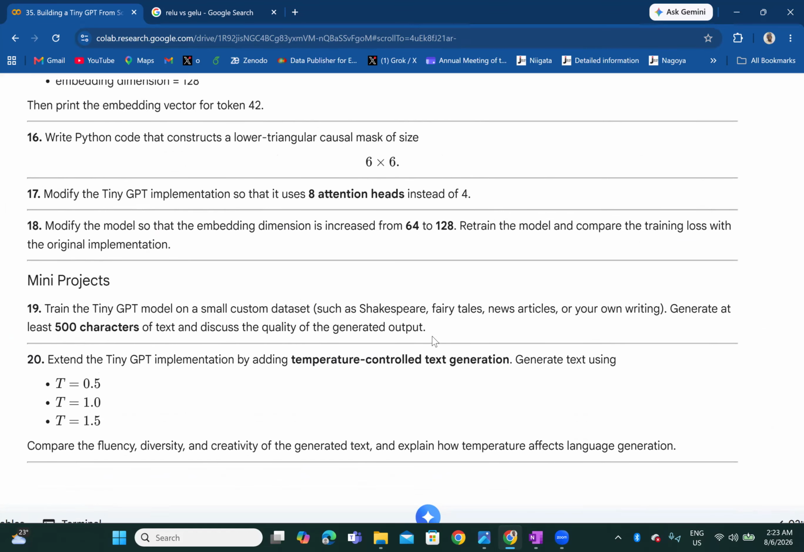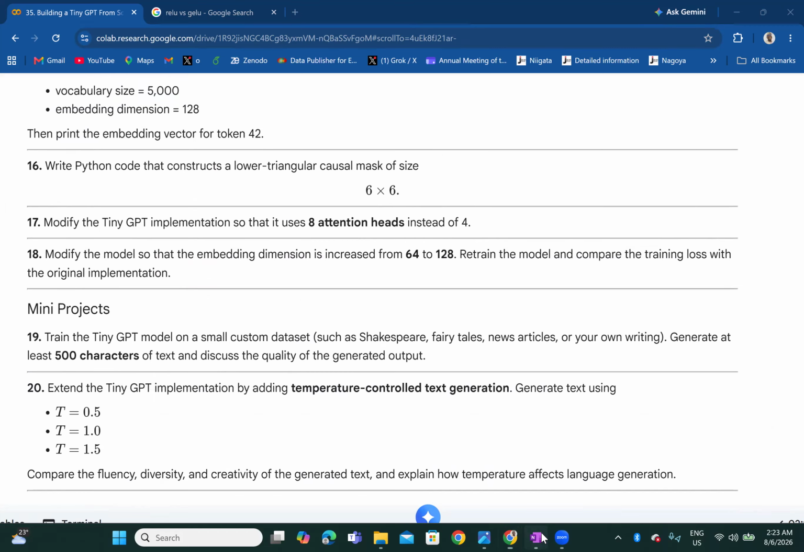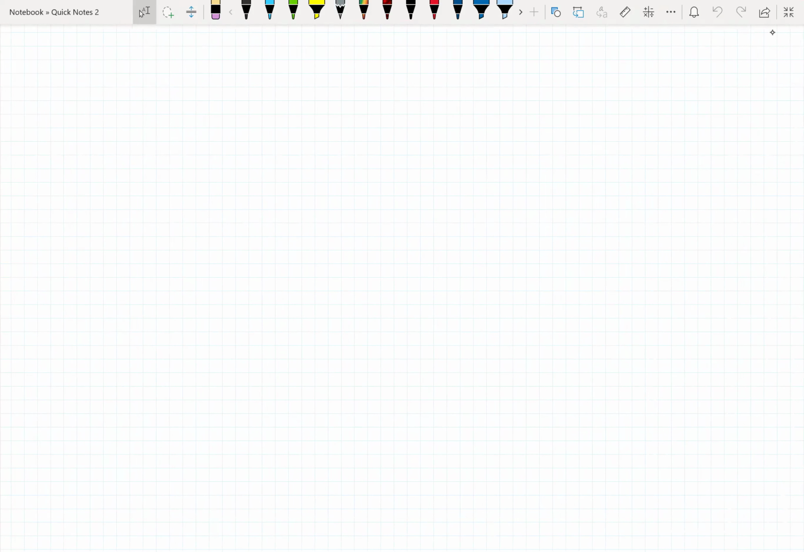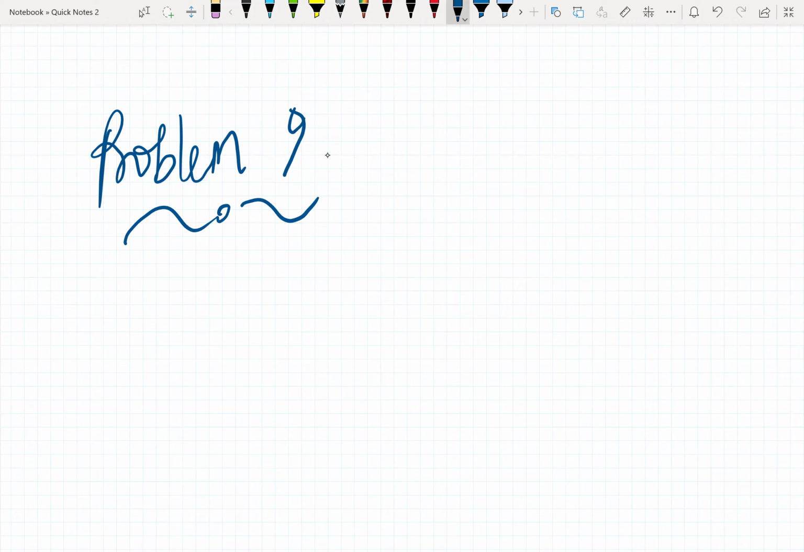And then 20. So let's quickly solve those two. I'll be fast because this has taken a lot of time already. So let's go for problem 9. Let me not write out the question to save time. I'll just read it and go ahead.